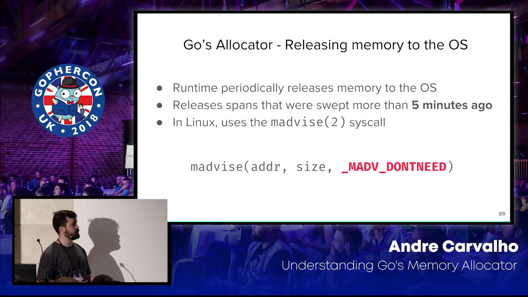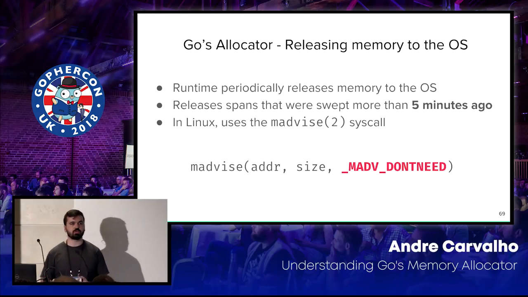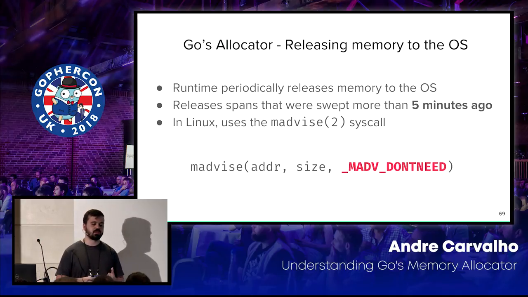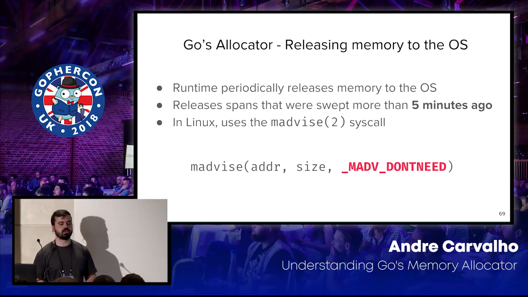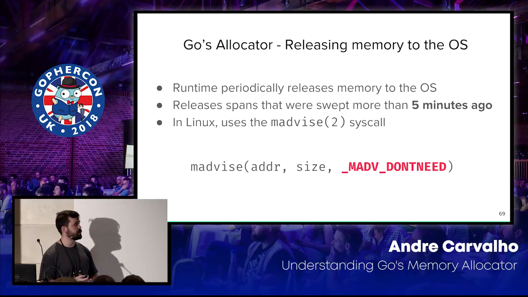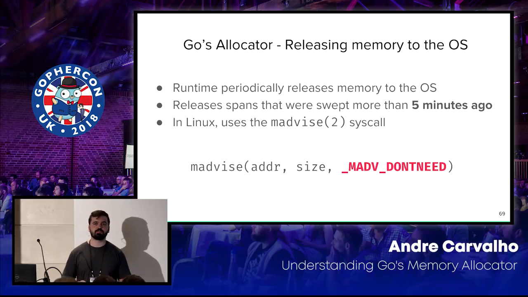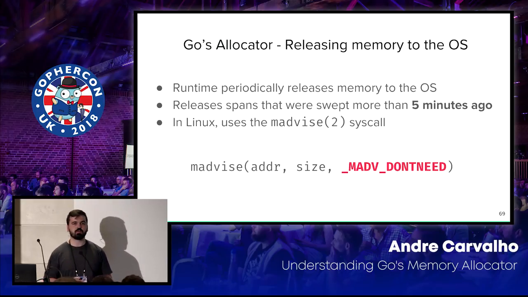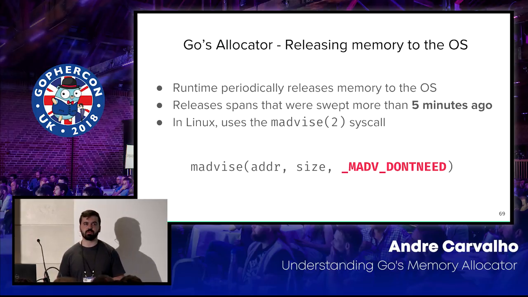I said that the original TCMalloc didn't release memory back to the OS. The Go memory allocator actually does it. The runtime periodically releases some memory back to the OS. It's going to look for spans that were swept more than 5 minutes ago. If it's able to find a span that was swept more than 5 minutes ago, it's going to release the memory pages that are associated with that span.